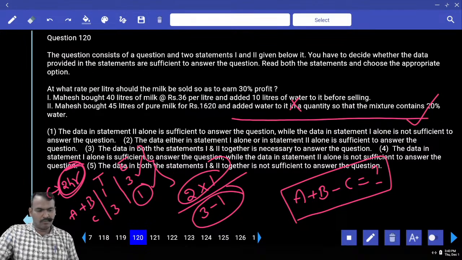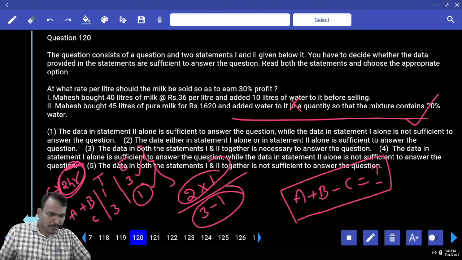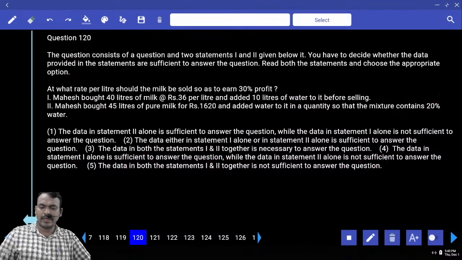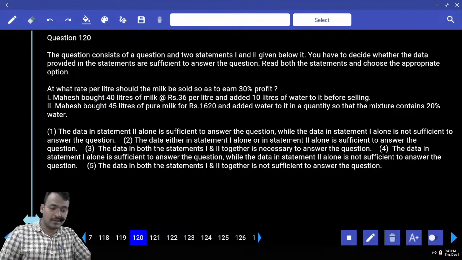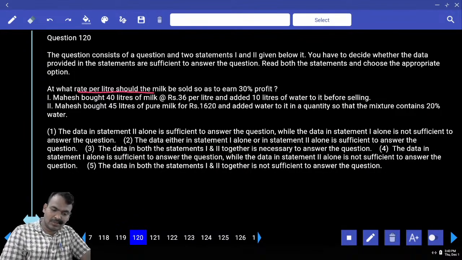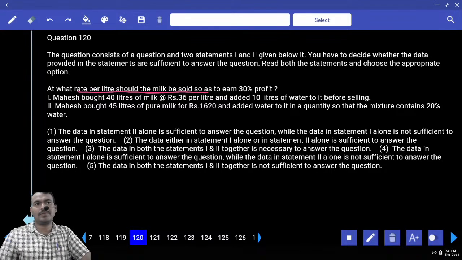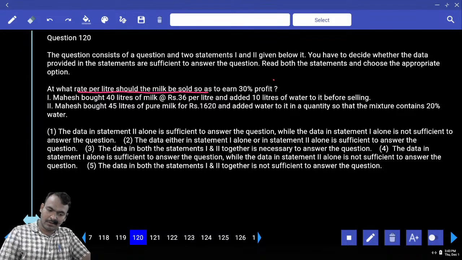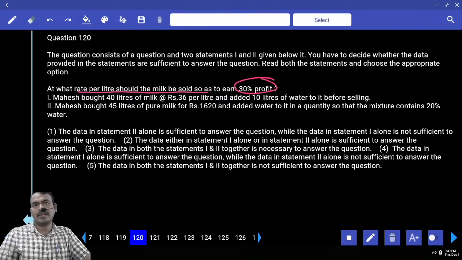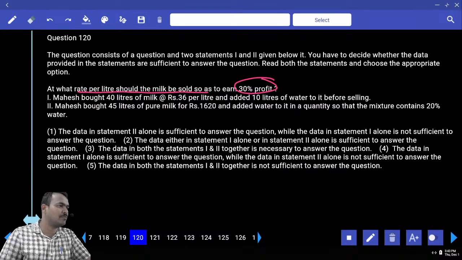Next question number 120. At what rate per liter should the milk be sold so as to earn 30% profit or loss? Profit. We require the rate per liter at which the milk should be sold, nothing but the selling price of the milk per liter, but profit is how much percent? 30%. If we require the selling price, definitely we must know the cost price of the mixture or not? Cost price of the mixture.